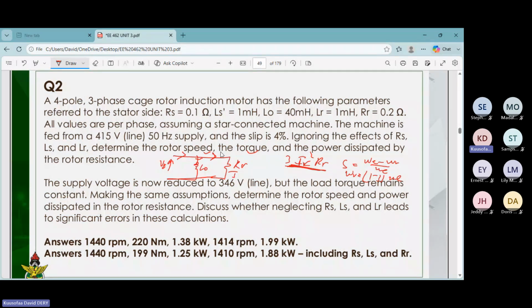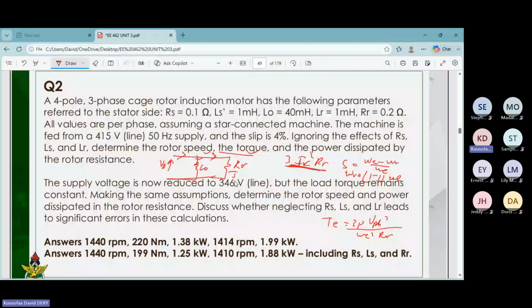Then the last one is the torque. So torque, we know, is 3P V phase squared over omega E squared RR. So we know this already. So we go ahead and do the substitutions, and I think we are going to also get the torque. So that's how you go about solving this particular example.